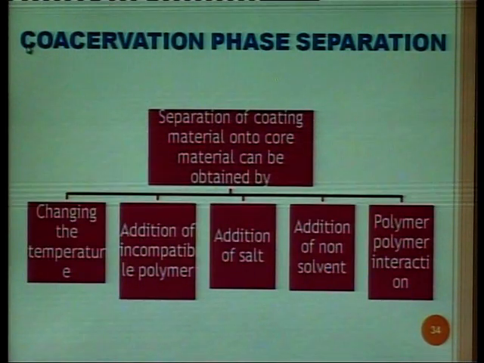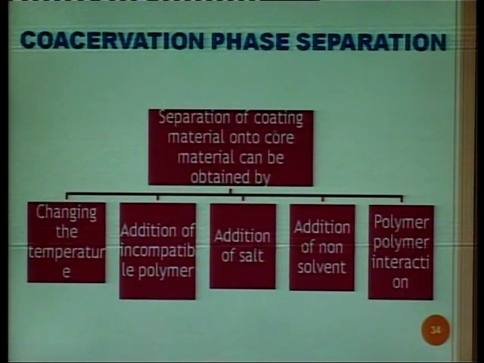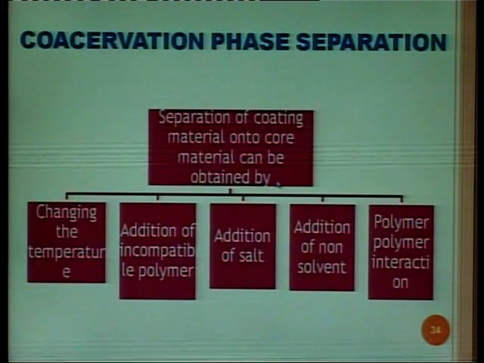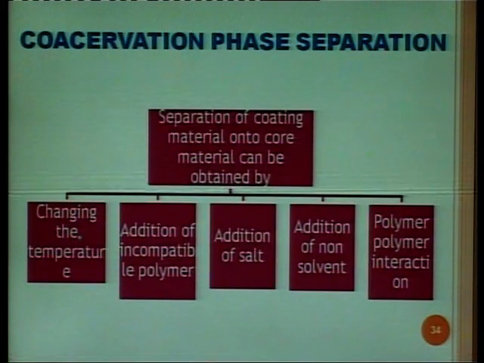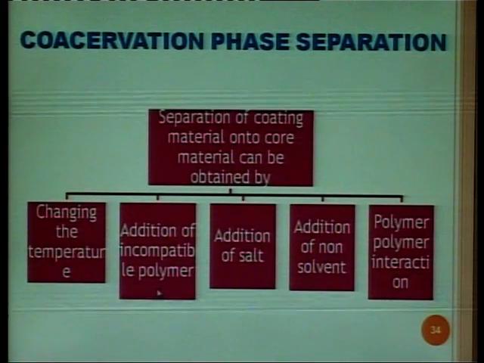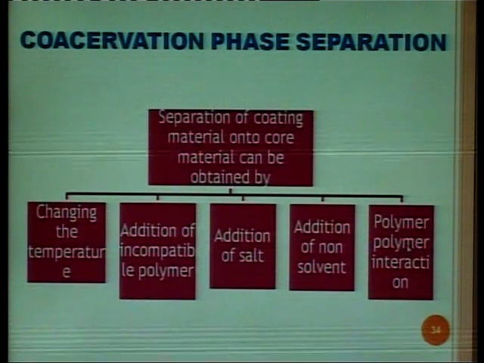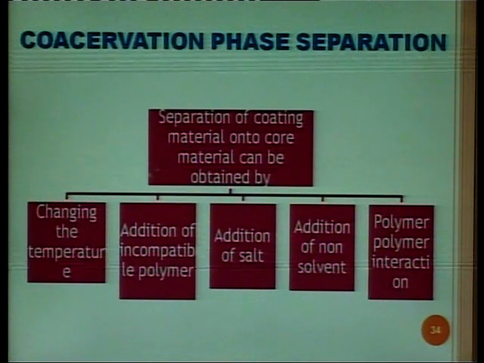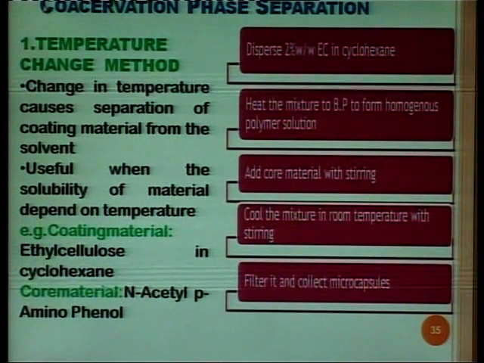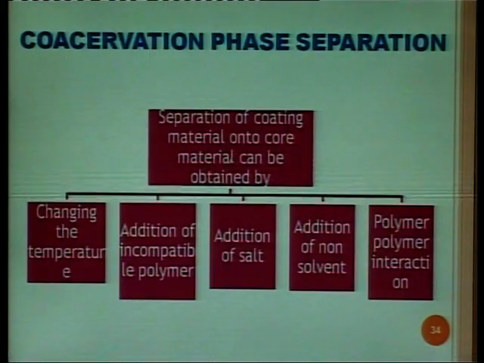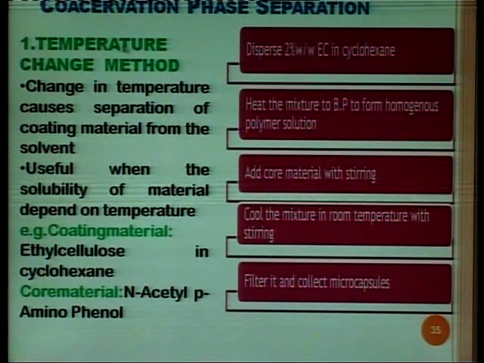In this technique, separation of the coating material onto the core material can be obtained by a few methods. You can separate it by changing the temperature, addition of incompatible polymer, addition of salt, addition of non-solvent, or polymer-polymer interaction. So these are the few methods by which you separate the phases. The first method is the temperature change method.